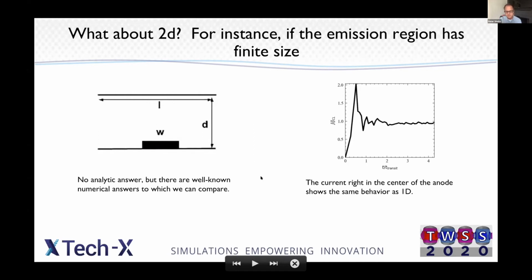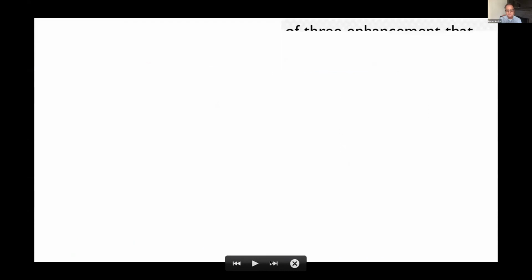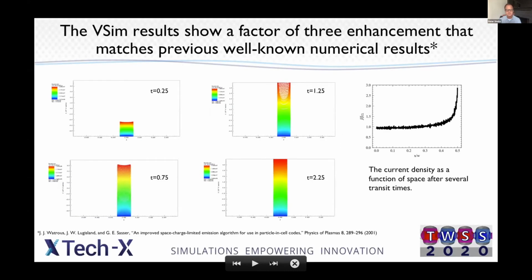Yeah, now things get fun. Now I get to use color in my plots. All right, so here's my finite width emission region. And we're going to watch the electrons go from the cathode to the anode.